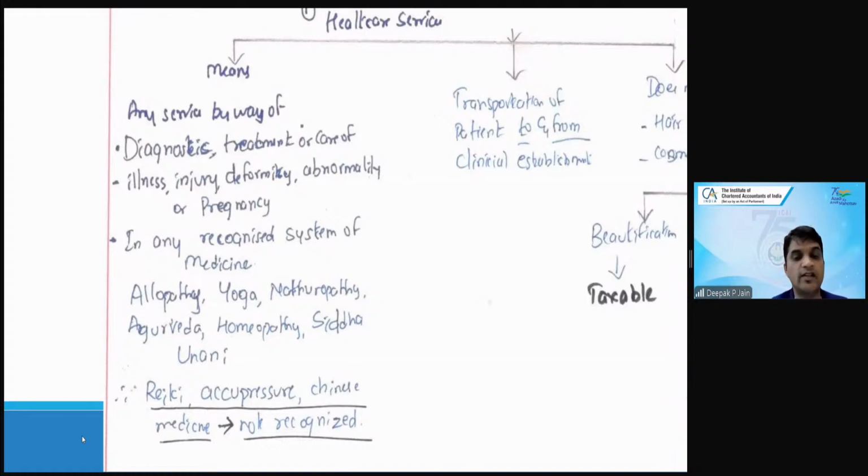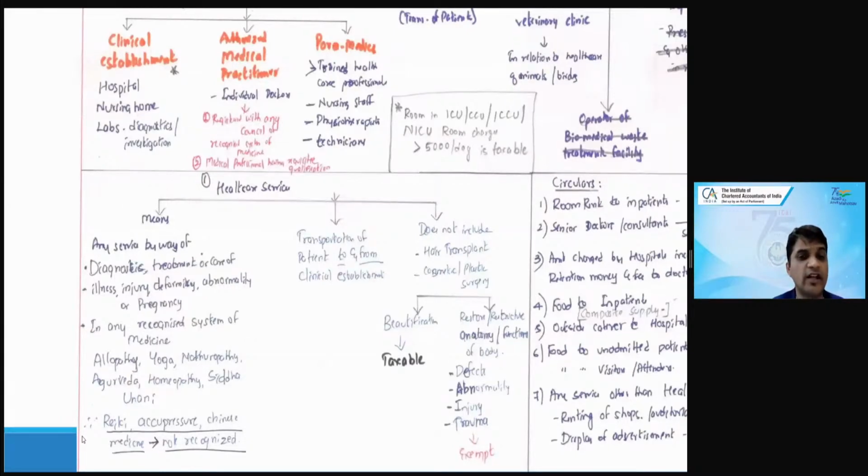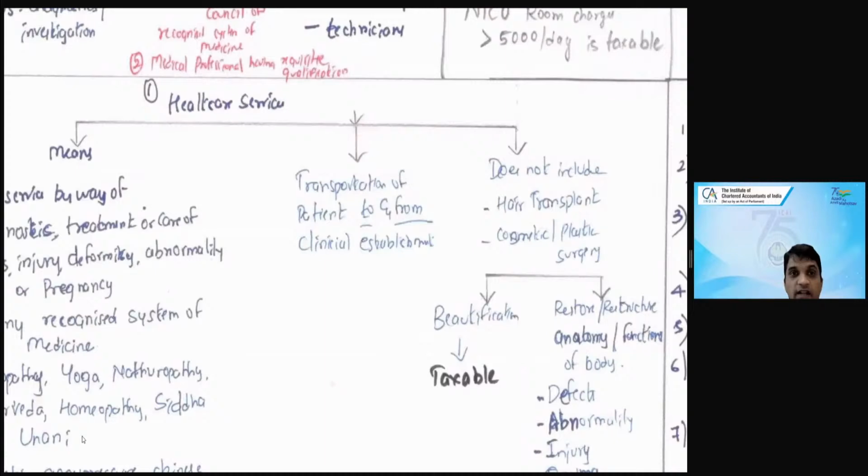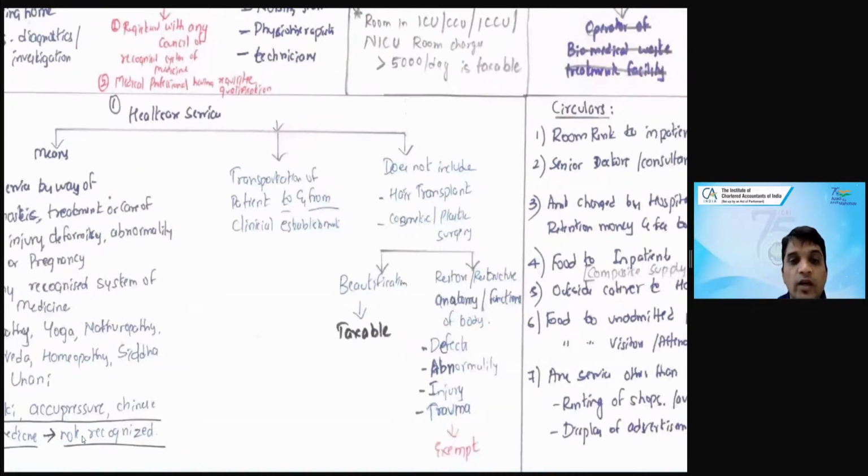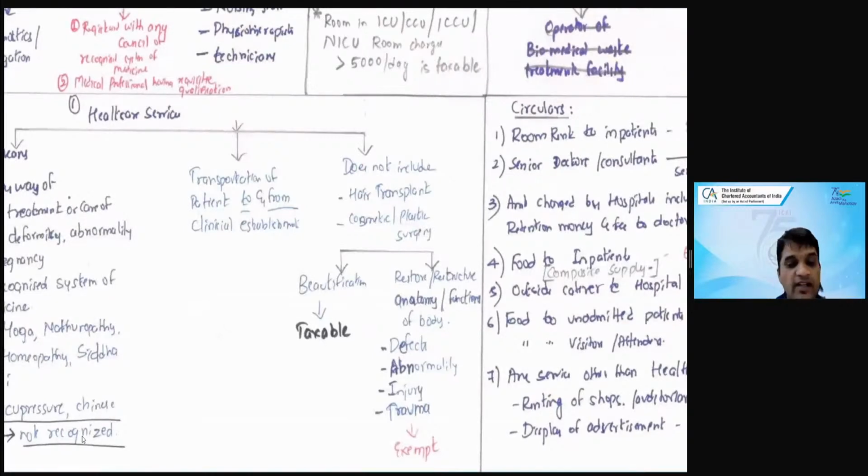Okay. So healthcare services is exempted, and transportation of patients to and from the clinical establishment. So when under emergency you have to send a patient to the hospital, right? So that means you're transporting the patient from your place to the hospital or bringing him back from the hospital to home through an ambulance. So they have not specifically said ambulance services. So they wanted to cover a bigger spectrum. They've said apart from ambulance, if any other transport of patients to and from clinical establishment is exempted. But it does not include hair transplant or cosmetic or plastic surgery.